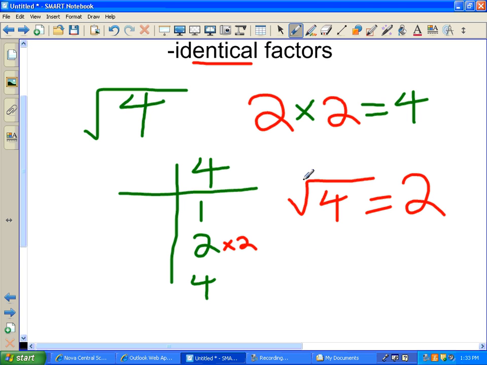Okay? So the root really means what two identical numbers will multiply together, or which two of the same numbers will multiply together to give you this number.